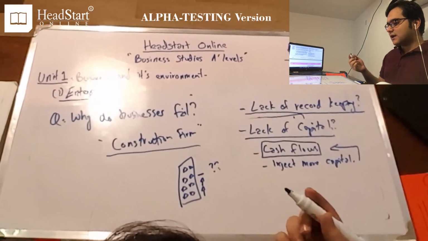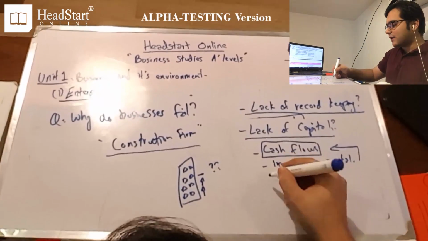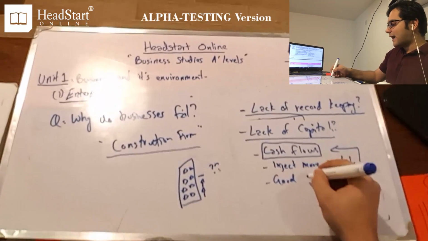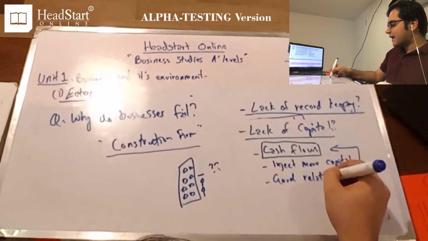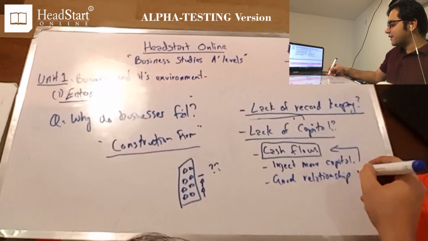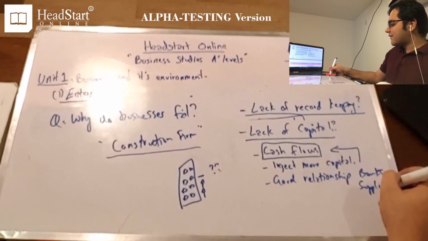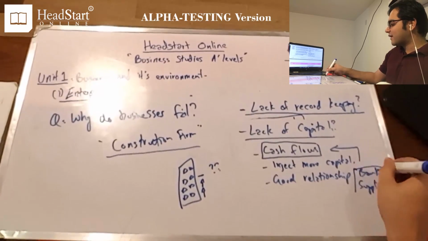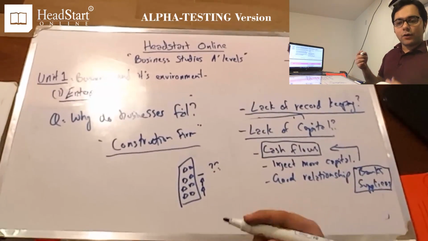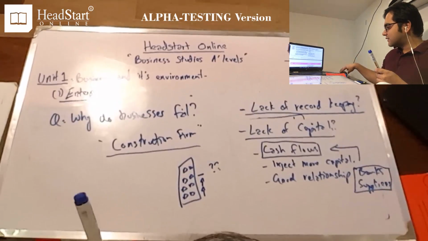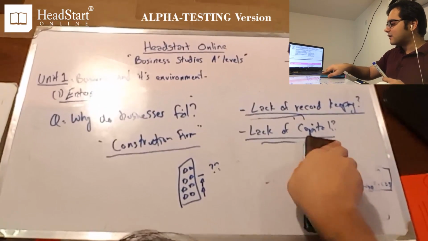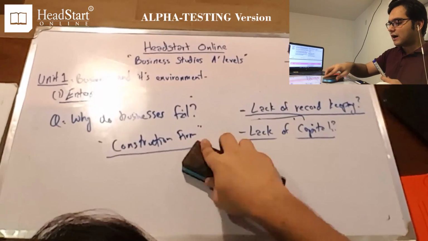And for companies that take loans from their banks, they need to have good relationships with their banks and their suppliers so that they can have a credit period. So that you don't have to pay right away, or your bank can loan you out whenever you need money. So this is how you maintain your capital and avoid your company going under.